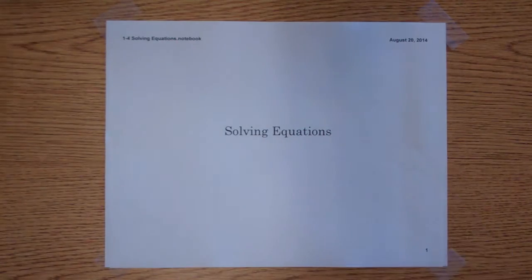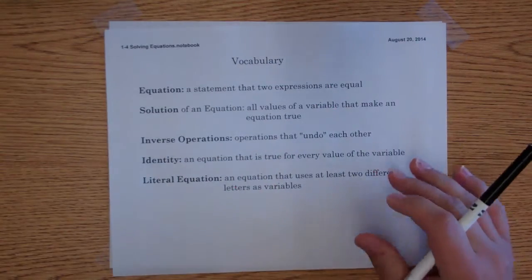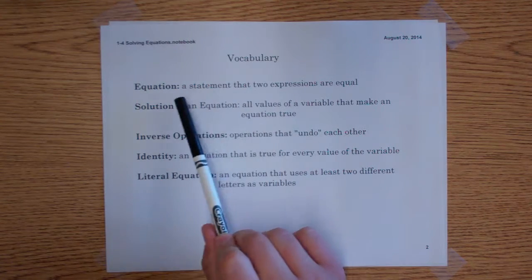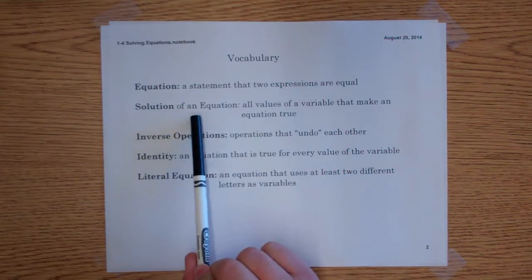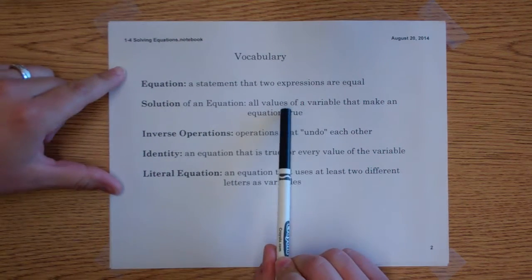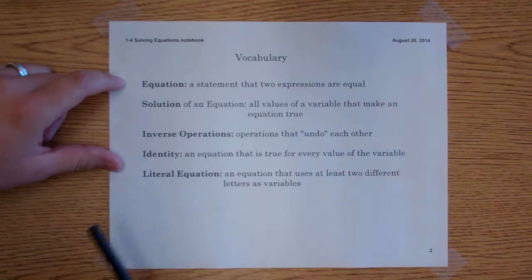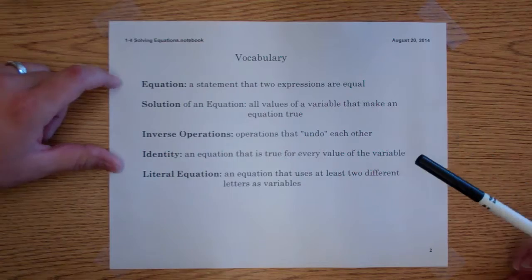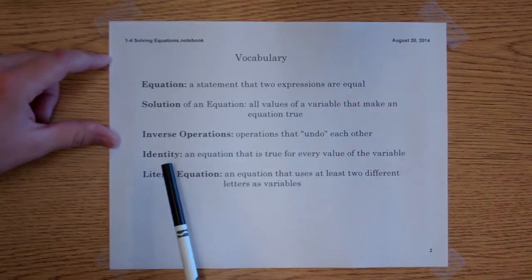Alright, in this video we're going to go over solving equations. Here's your vocab. Equation, a statement that two expressions are equal. Solution of an equation, all values of a variable that make an equation true. Inverse operations, operations that undo each other, such as plus 5 and minus 5, they undo each other.